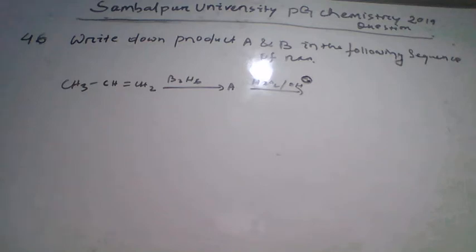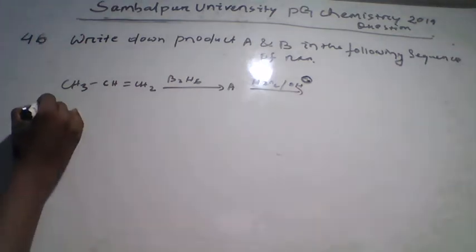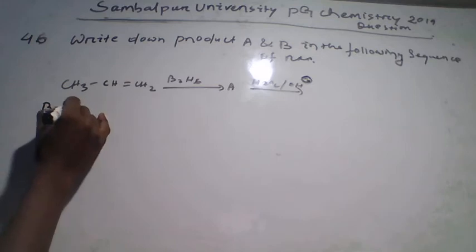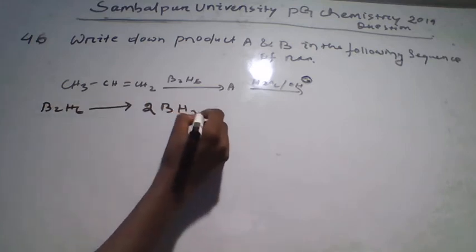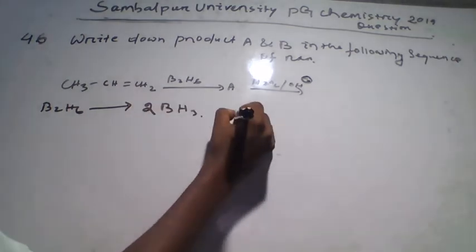Question number 46. Write down the products A and B in the following sequence of reactions. See here, it is given one alkene treated with diborane, followed by hydrogen peroxide and base. See here, you know this diborane B2H6 is 2 BH3.